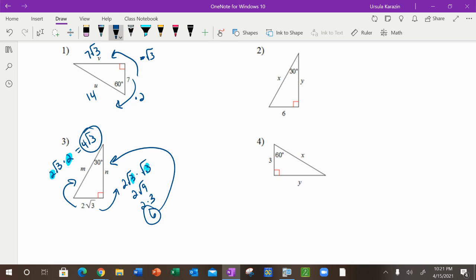Okay, so I'm going to pause. I suggest you do 2 and 4 and then start the video again. Okay, so either you've done them or you're just waiting for me. Either way, this will be 12. This will be 6 square root of 3. This will be 6. This will be 3 square root of 3.